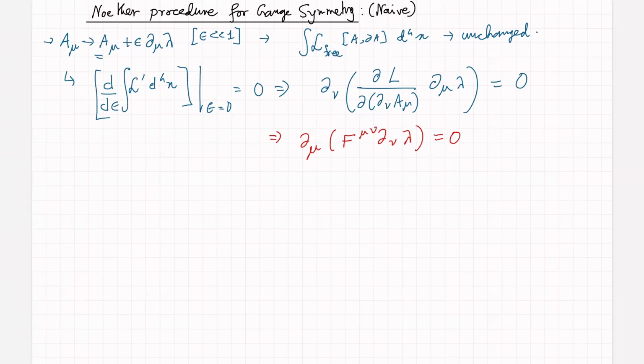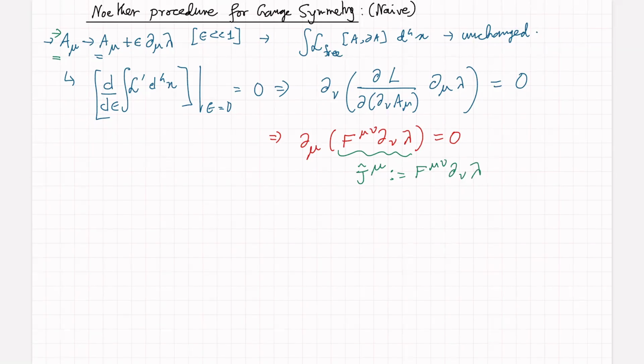So Noether's prescription tells me that for this symmetry transformation, the conserved current is this. Let's give it a name. Let's call it j hat mu. Okay, so j hat mu is defined as F^mu nu del_nu lambda.